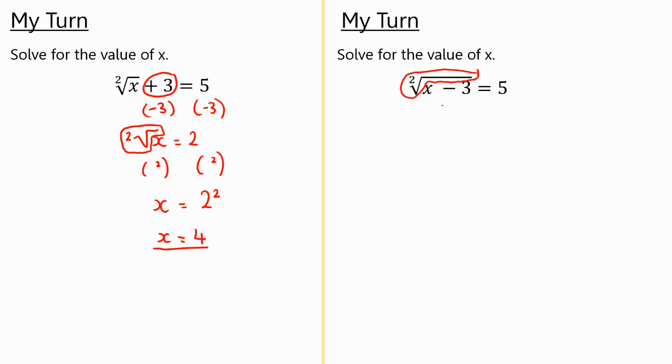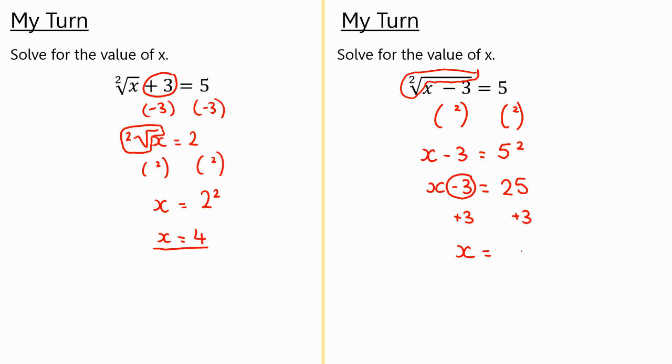I'm going to square both sides to start off with now. That leaves me with just x minus 3 on the left. And on the right hand side, we want to square 5. 5 squared is 5 times 5, which is 25. Now I just need to get rid of this take away 3, which we do by adding 3. So x equals 25 add 3, which is 28.